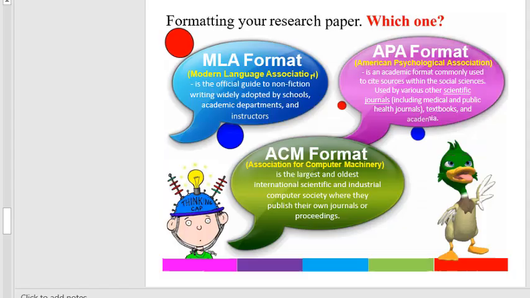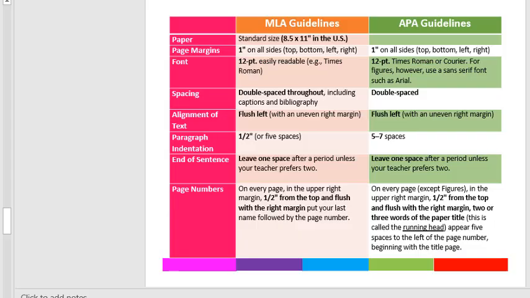Now, formatting your research paper. Which format? MLA format, that is the Modern Language Association; APA format, the American Psychological Association; or ACM format. These are some formats of your research paper. MLA is the official guide to non-fiction writing, widely adopted by schools, academic departments and instructors. APA is a format commonly used to cite sources within the social sciences, and used by various other scientific journals, such as ACM also.